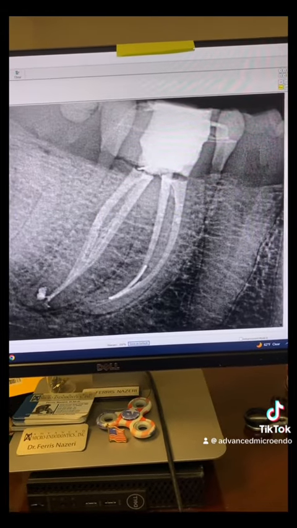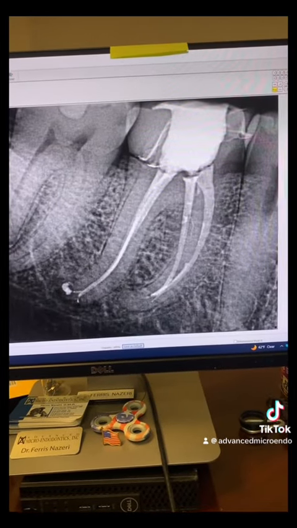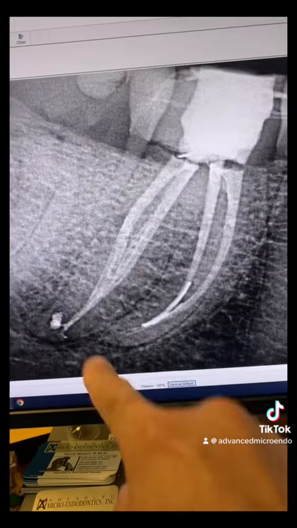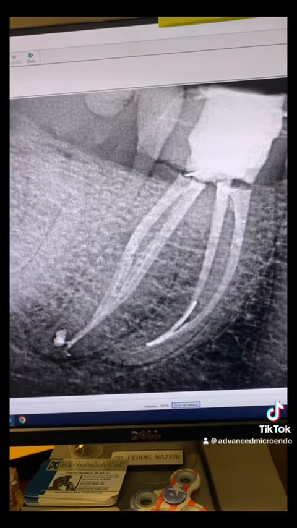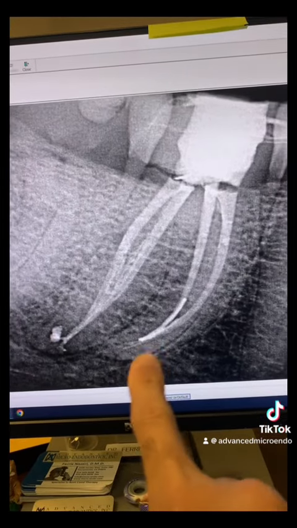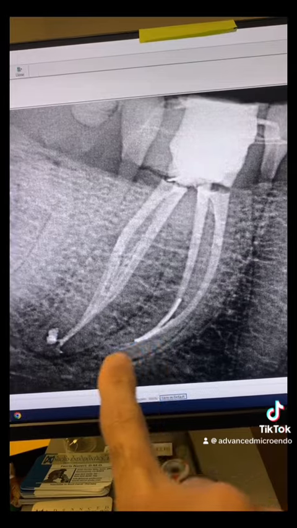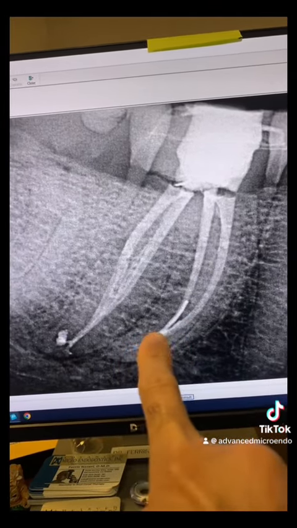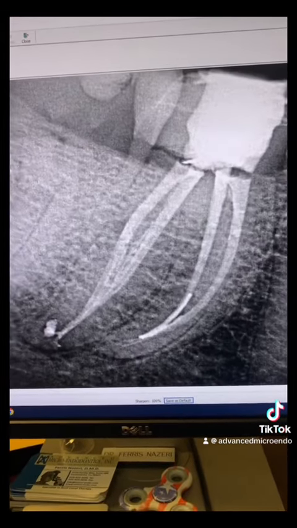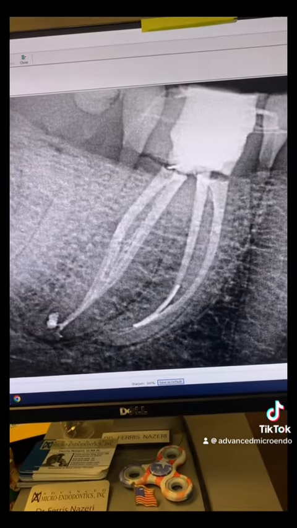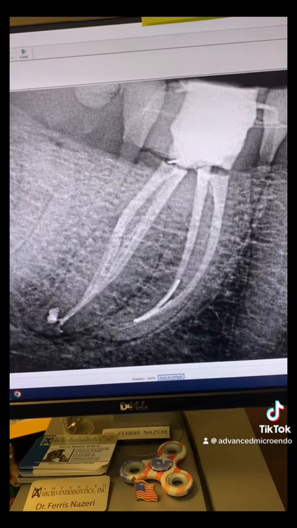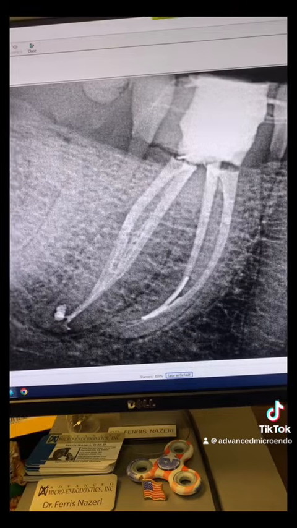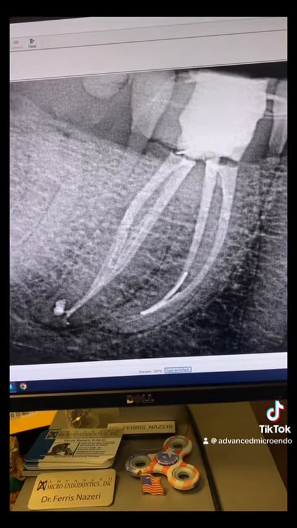All right. And here I used the injection technique of gutta percha, so that's why the gutta percha didn't penetrate. See, the two canals join here, and then they separate again. And that happens sometimes when you use the injection technique of gutta percha. The gutta percha doesn't go to the full working length.